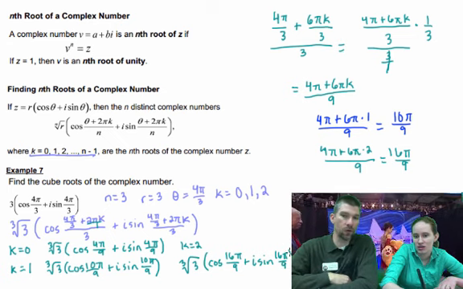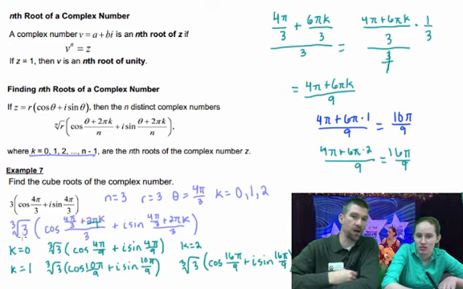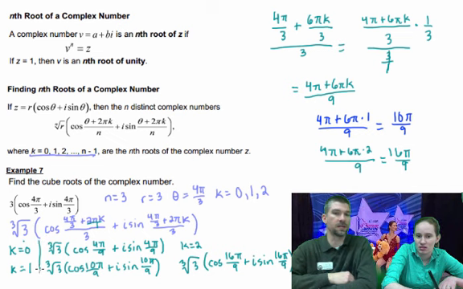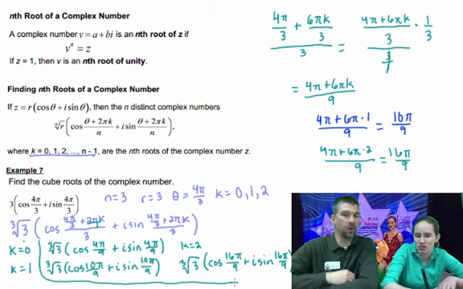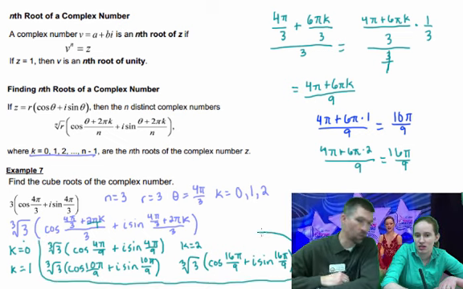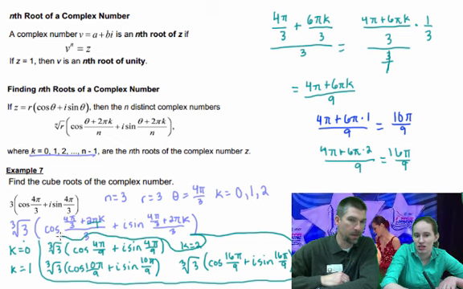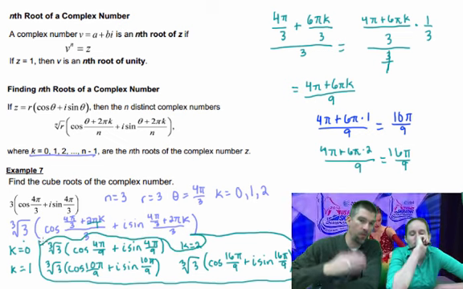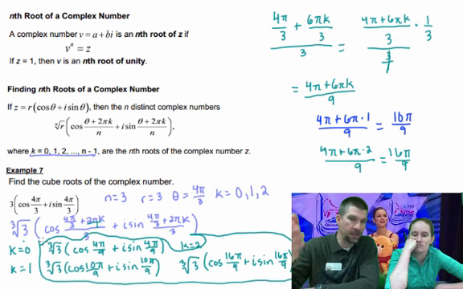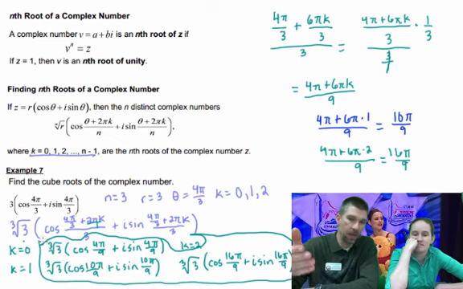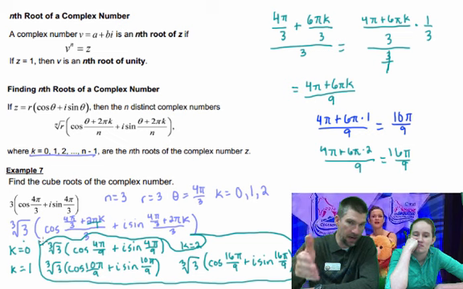This is your cube root of the complex number 3 cosine 4 pi over 3 plus i sine 4 pi over 3. Now, do you want to know how you can check yourself real quick? There's a real quick, easy check to see if you've gone the right direction. We started with 4 pi over 9, then we got to 10 pi over 9, and then we got to 16 pi over 9.